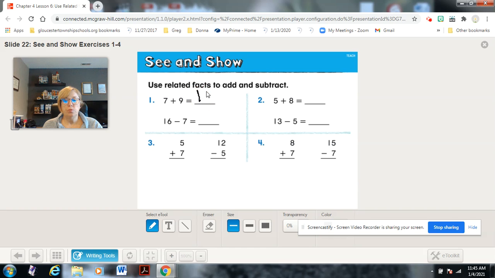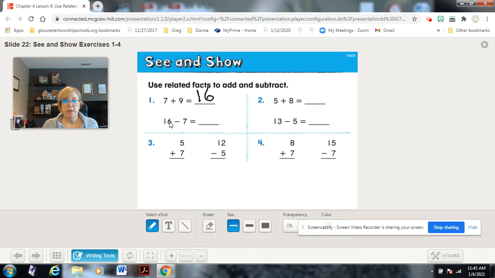Or you could use your cubes and have 7 stuck together. You could have your 7 cubes here and then 9 here, okay? And 9 is the bigger one, so I'm not going to count that again. I know there's 9 here. 9, 10, 11, 12, 13, 14, 15, 16. Okay, so there's your sum.